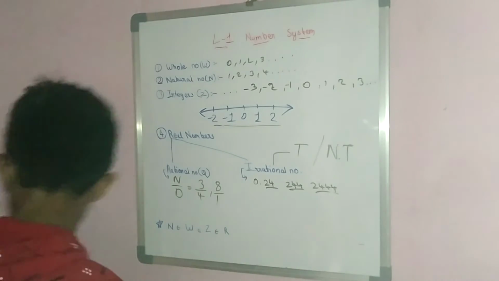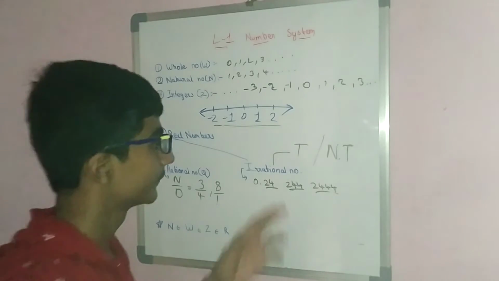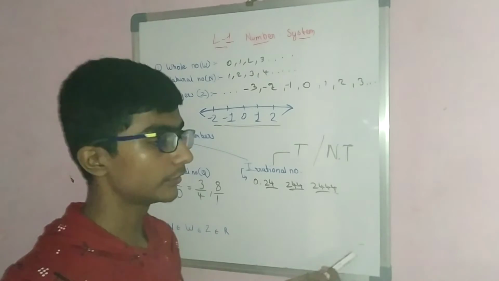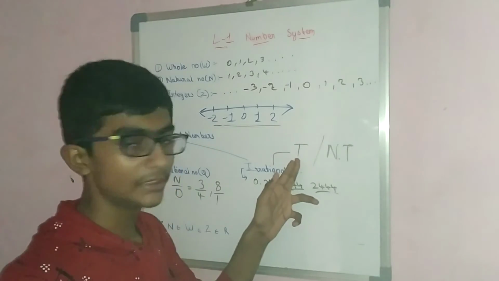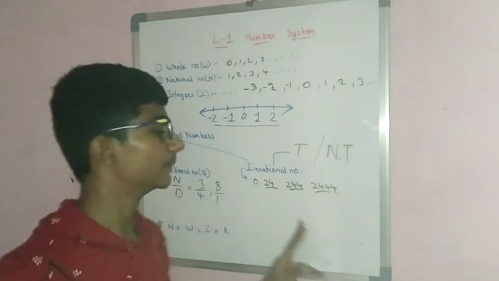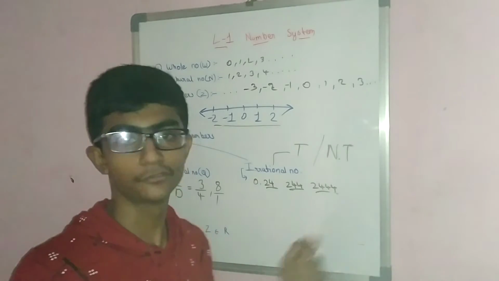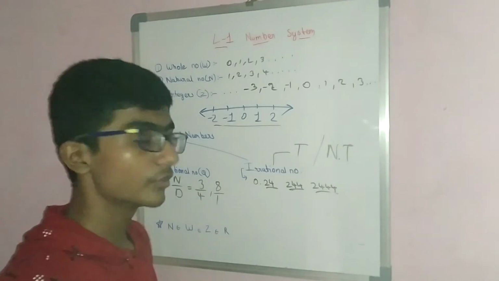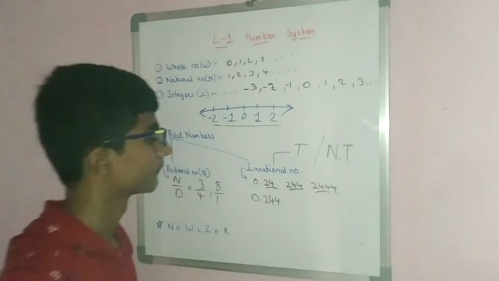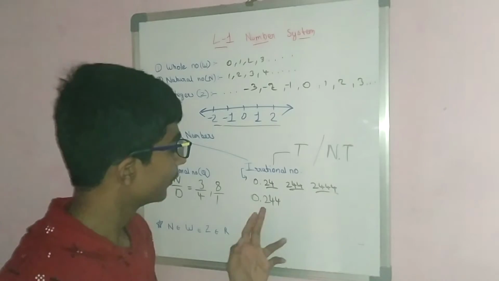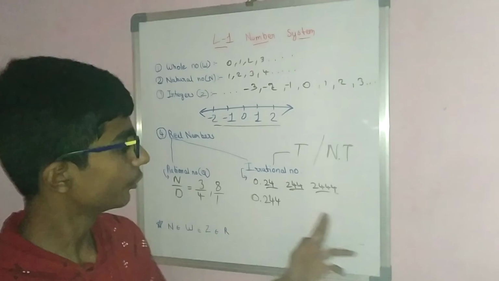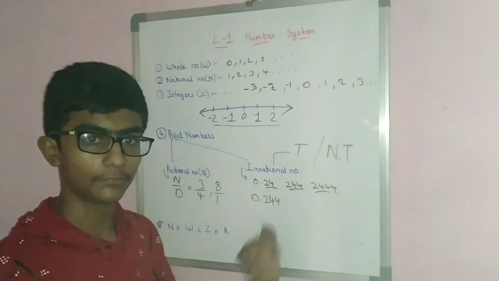We can get an instinct from the name. Terminating is like, let's give a simple term, ending. So terminating is ending and non-terminating means not ending. So this is a not ending number because 4 is continuously repeating and is not going to end. But a terminating number is going to end. So here 0.244 is a terminating number because after 244 we get remainder 0. That means 244 is a terminating number.